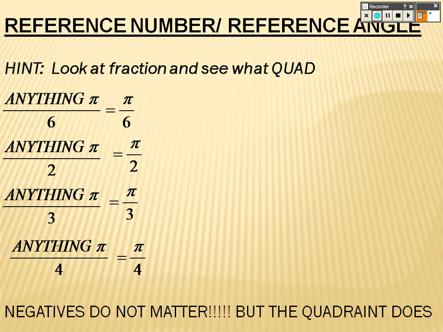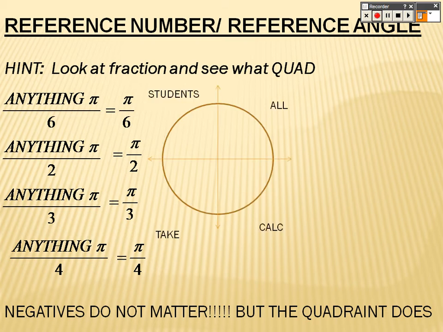And negatives do not matter, but it helps with the quadrant. So even if it's a negative 5 pi over 6, the reference angle is pi over 6, right? If it's a negative 7 pi over 4, the reference angle is pi over 4. The negative just tells you the direction. It helps you see where it's going to end. Where is that quadrant going to be when it ends?